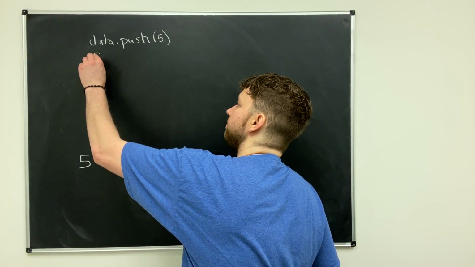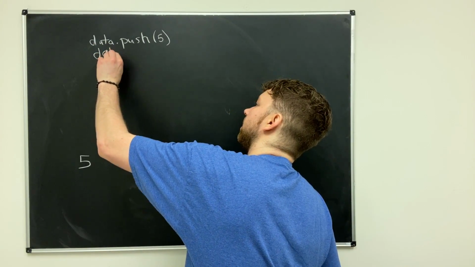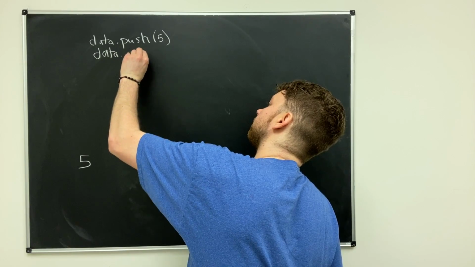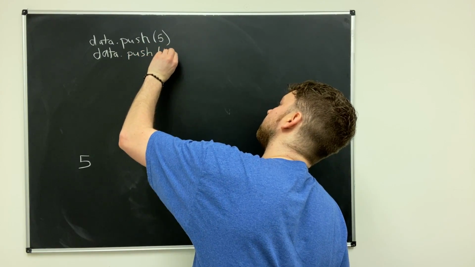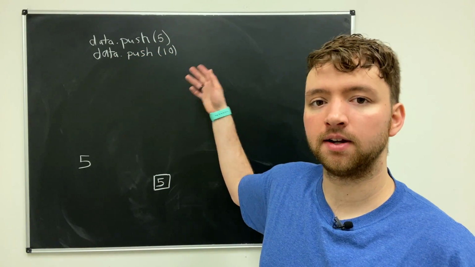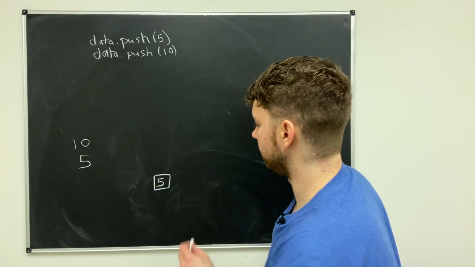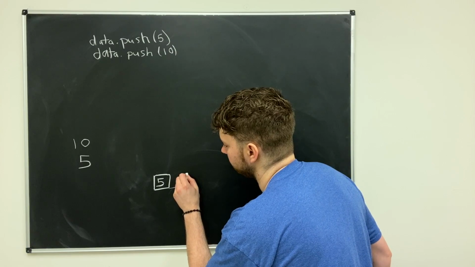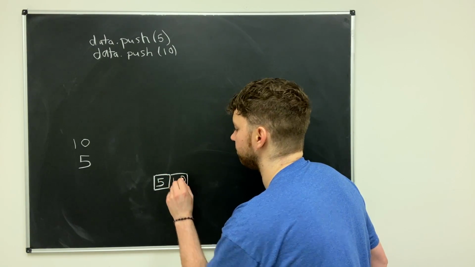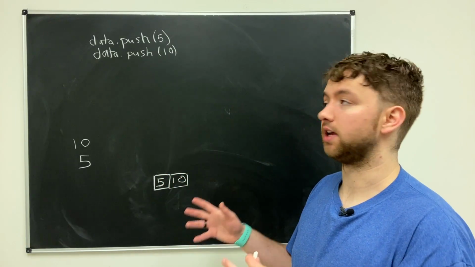Now, let's say we want to put another piece of data on top of this stack. The way we would do that is we would say data.push, and this time let's pass in 10. So 10 visually is going to be on top of this 5 and is going to be represented in the array just with another element. So the length of the array is now 2.